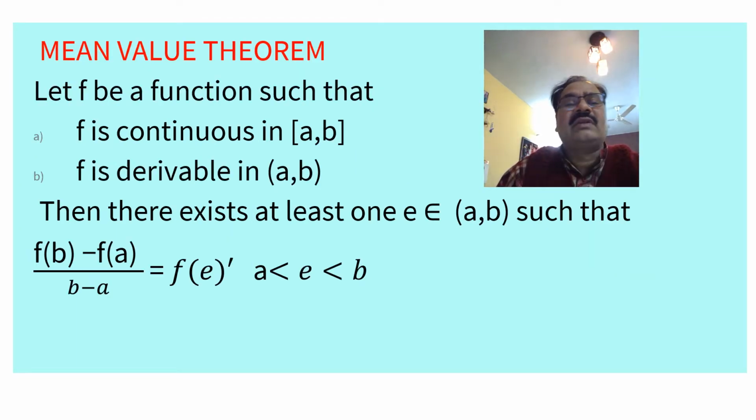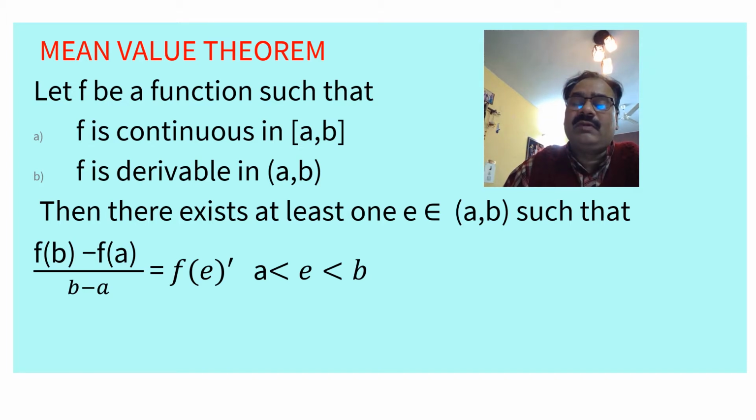Then in this connection, one more important theorem is the mean value theorem. The statement of the mean value theorem, which we must always remember: let f be a function such that f is continuous in the closed interval [a, b] and derivable in the open interval (a, b). Then there exists at least one e in (a, b) such that (f(b) minus f(a)) divided by (b minus a) is equal to f dash e, where e lies between a and b.